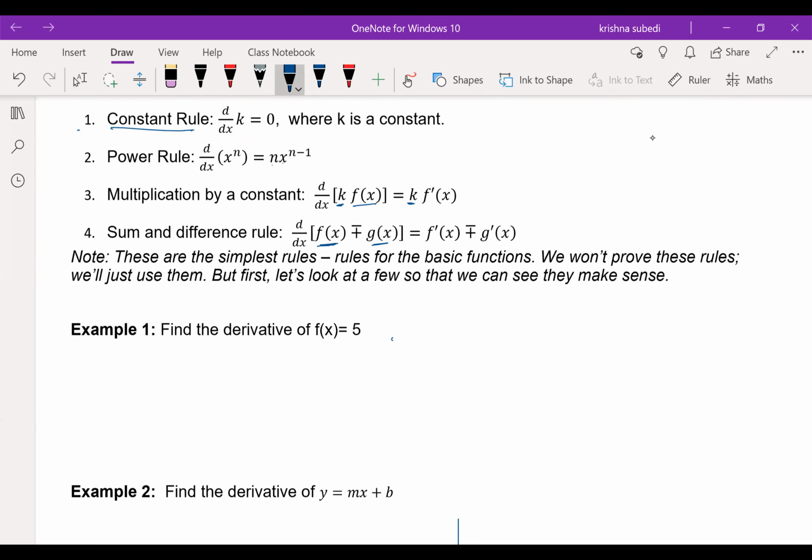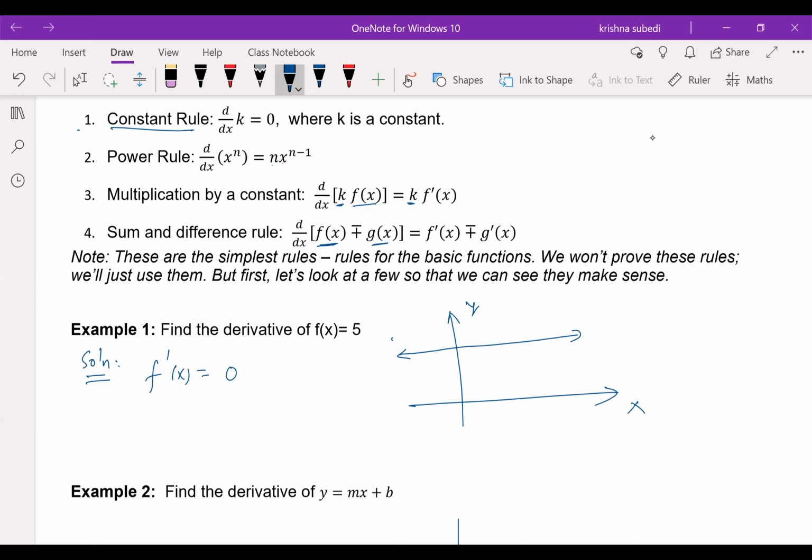Find the derivative of f of x equals 5. Clearly, this is a constant. So from the constant rule, we know that the derivative of a constant is 0. But what does that mean? Let's look at the graphical meaning of this. f of x equals 5, or y equals 5, is actually a linear equation whose graph will be a horizontal line.